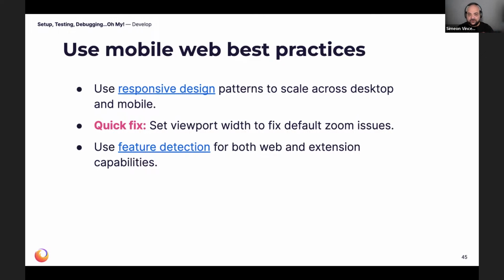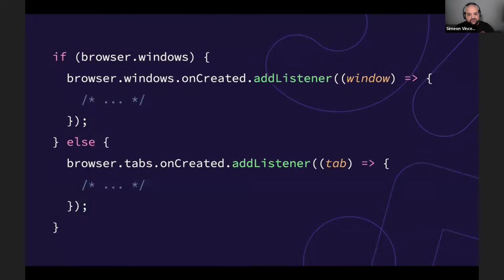The way that you would work around that is by using feature detection. On Android, you would check if the browser.windows namespace is available at all. If it is, then set up your listener one way, and if it's not, set up your listener another way. In this case, we're using feature detection to have branching logic to accomplish the same goal, just in slightly different ways.